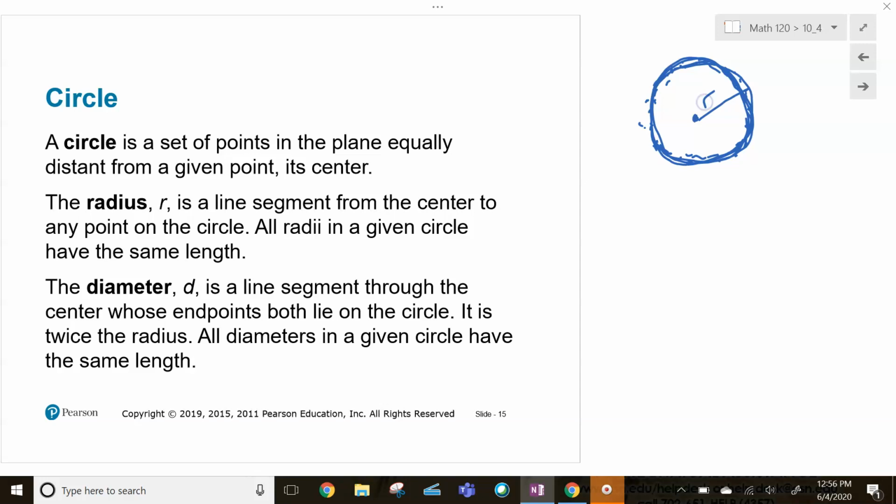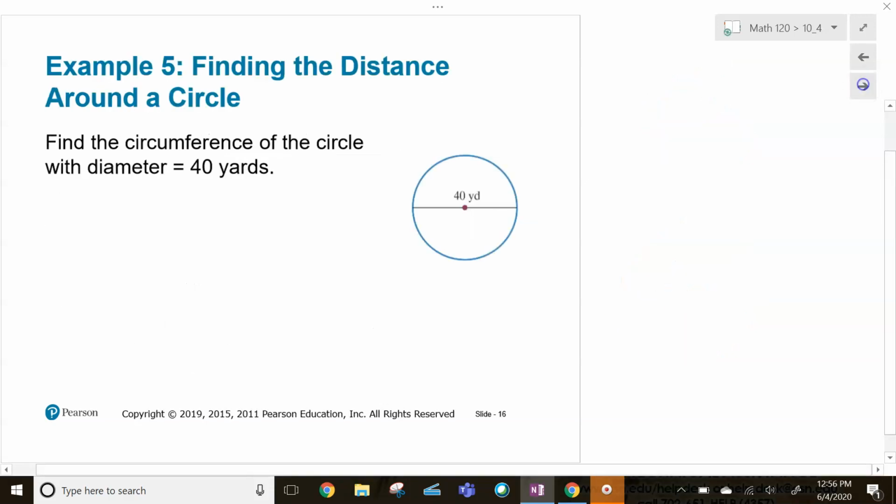So again, this is our radius r. The diameter of a circle is just double the radius, right? So that's your diameter all the way across, going through the center of the circle. Okay. Find the circumference of the circle with a diameter of 40 yards.